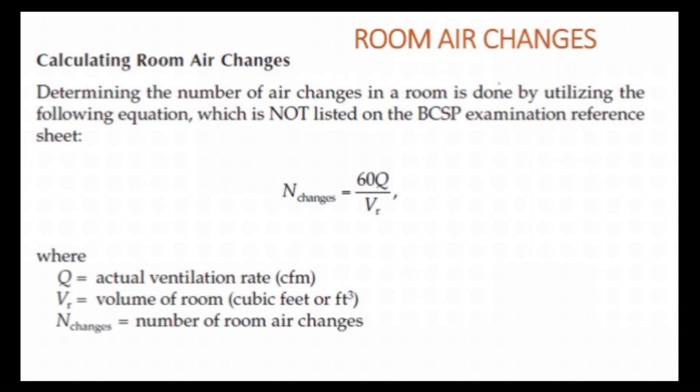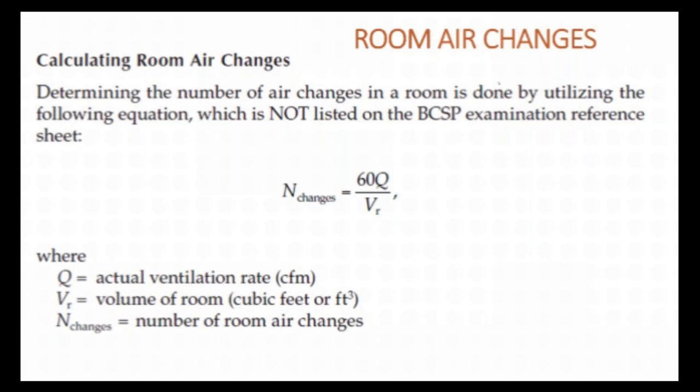2500 CFM, and the volume of the room is 75,000 cubic feet. And by simply putting these two values, Q and V_R, we can calculate how many times the air of the room should be changed in 1 hour. Any discussion point for this scenario?